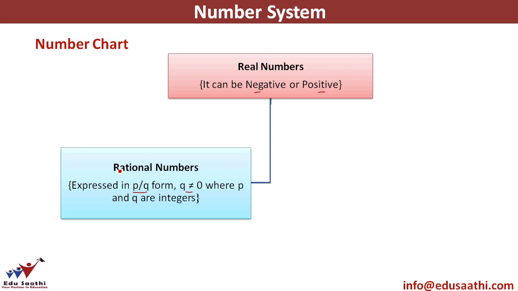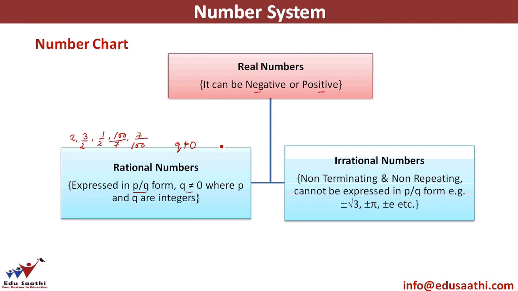So any number that can be written in the form p by q, so that means a number 2, a number 3 by 2, a number 1 by 2, a number which is 100 by 7 or 7 by 100, anything that can be represented in the form of p by q, where q is not equal to 0, because if q becomes equal to 0, the number will be an undefined number. And irrational numbers. An irrational number is a number which cannot be represented in the form of p by q.